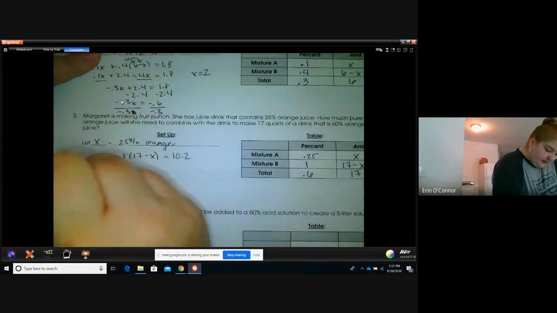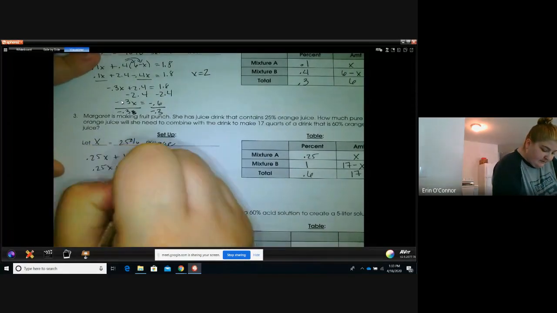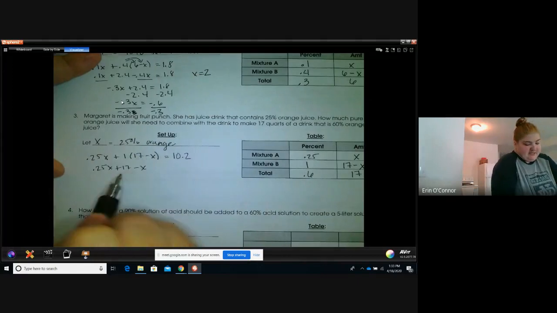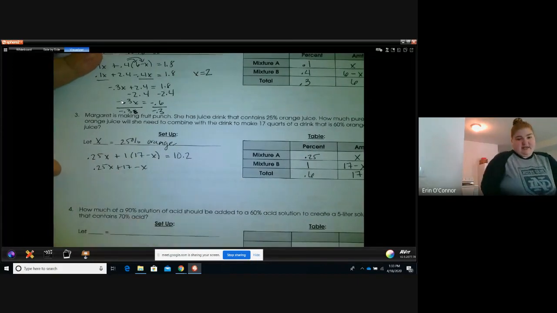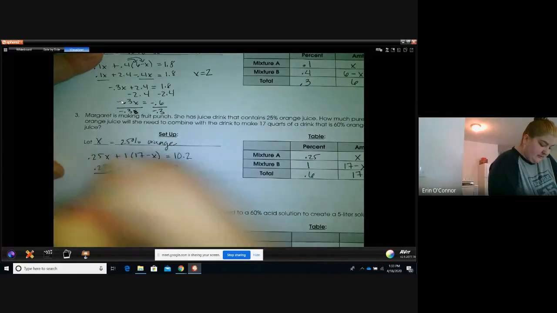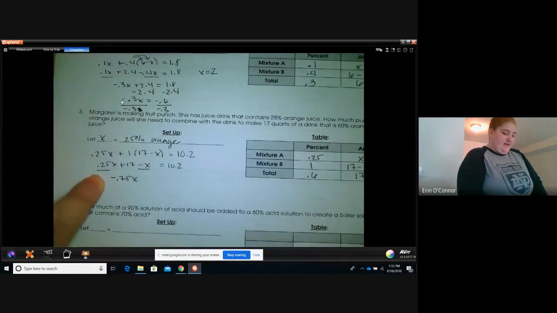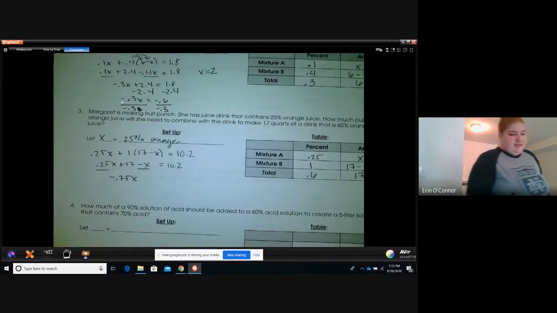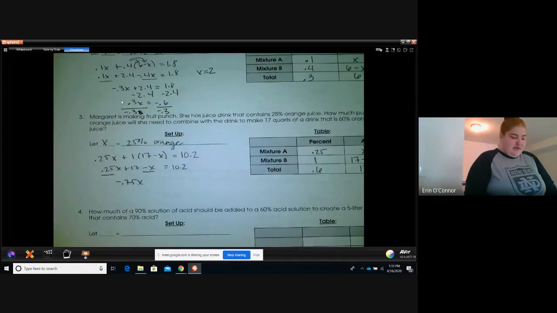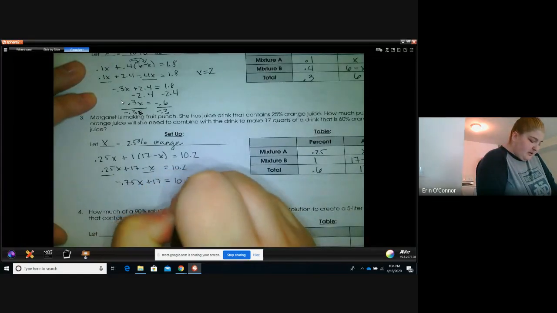Let's start solving. 0.25x plus 17 minus x, because 1 times 17 is 17. 1 times negative x is negative x, equals 10.2. Combine like terms, I get negative 0.75x. And I did that because 0.25 minus 1 is negative 0.75. Use your calculator if you need help. That's perfectly fine. Plus 17 is equal to 10.2.